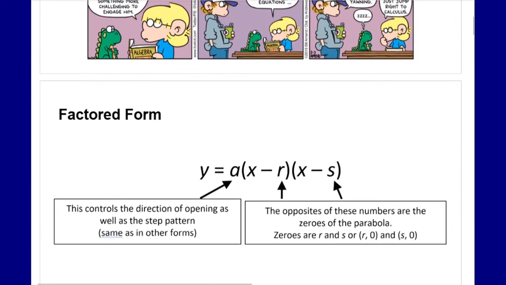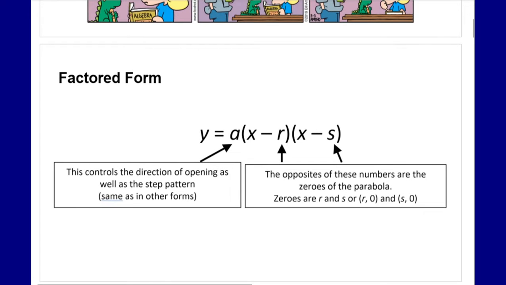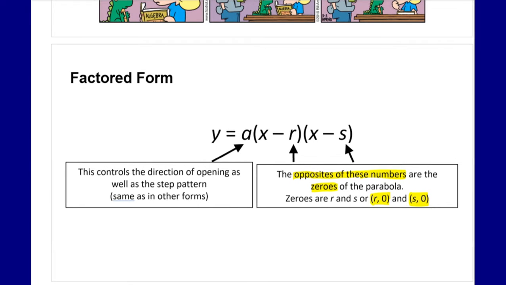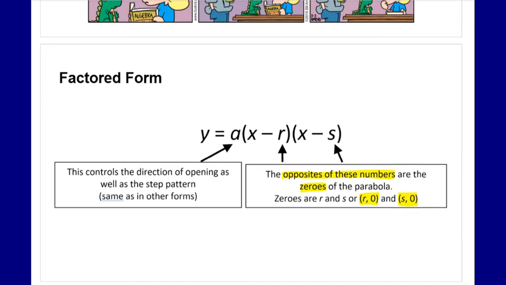In our factored form, again, a review from yesterday, y equals a times x minus r times x minus s. I know in the previous one we had x plus r times x plus s. Same idea, r can be any value, positive or negative. The key thing though is when we look at the r values, it's the opposite of the numbers that we see. And again, those are going to be the zeros. So in our example here, the opposite of negative r and negative s is positive r and positive s. So that means our two x-intercepts are going to be r and s, both positive.